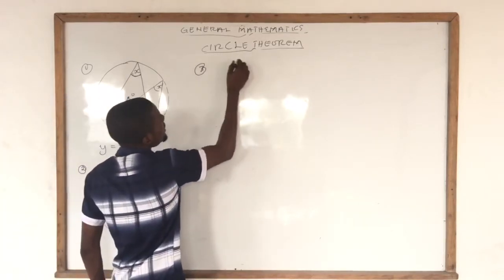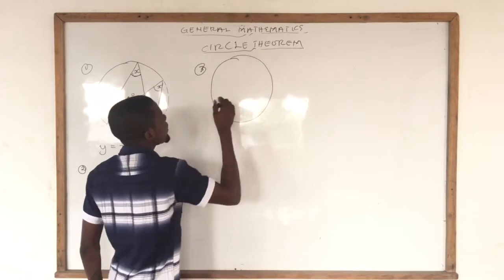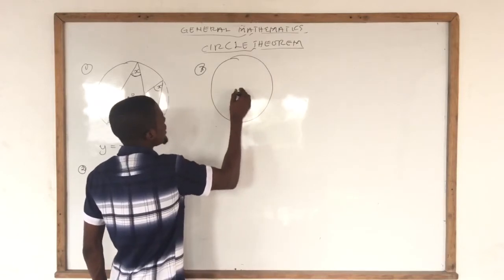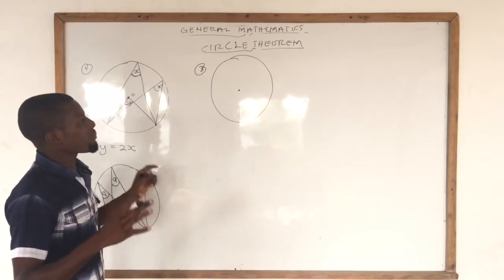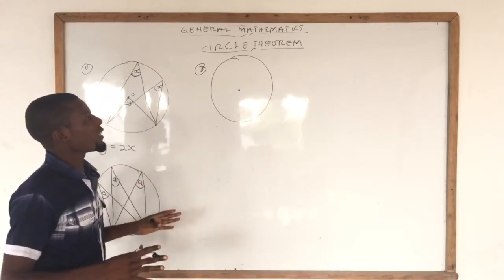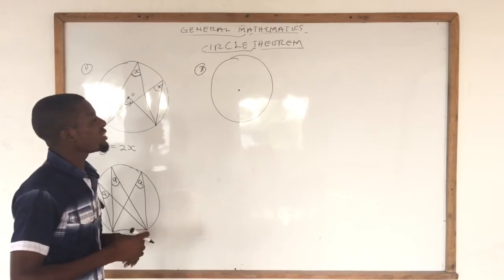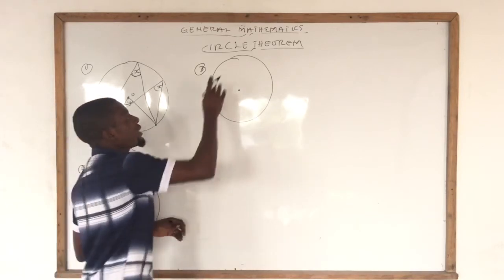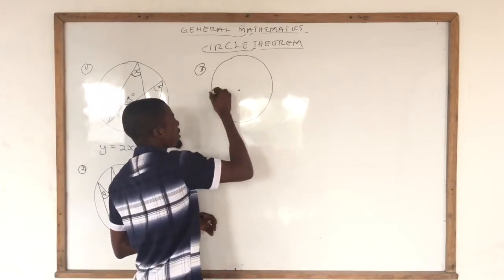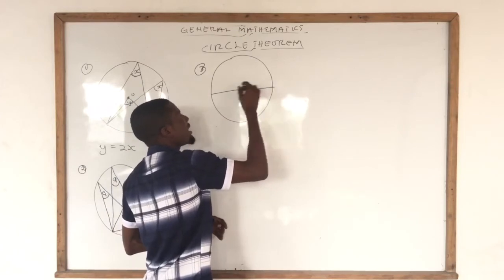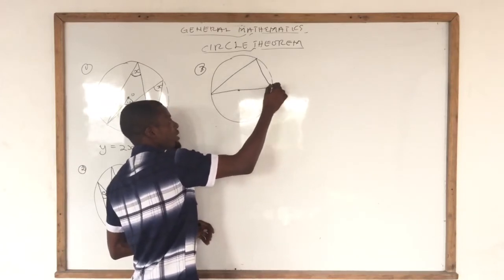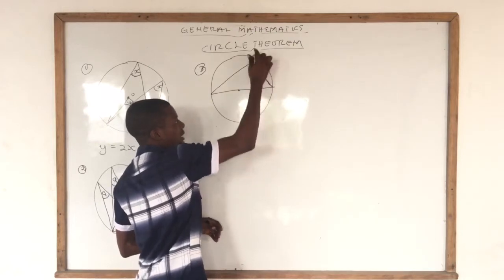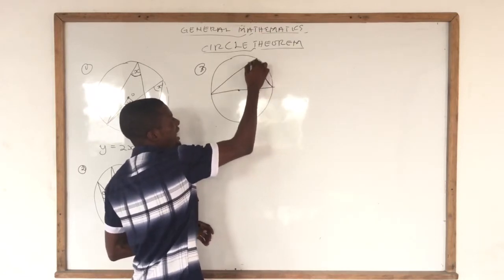Now, the third one says that the angle that a diameter subtends at any point of the circumference is equal to 90 degrees. Alright, so for instance, this is a diameter. Once the diameter subtends an angle at any point of the circumference, then it's automatically 90 degrees.